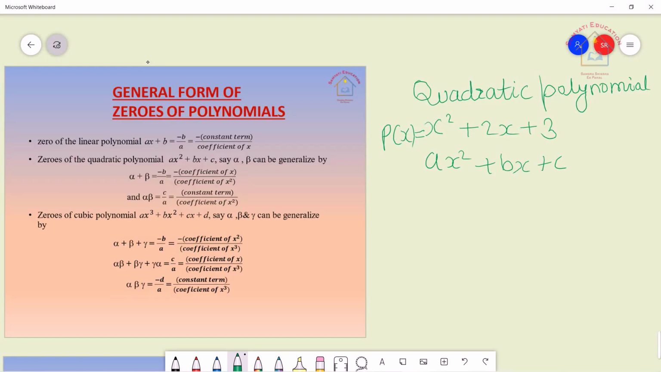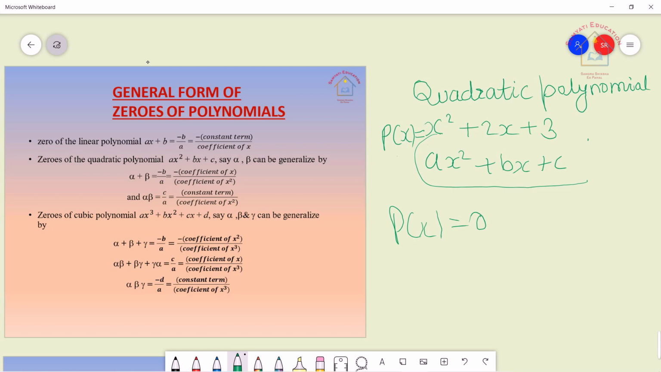Similarly, if we talk about a quadratic polynomial, let's say we take x square plus 2x plus 3, whose general form will be ax square plus bx plus c. Now what is the meaning of the zero of this polynomial? It means the value of x at which this polynomial becomes 0, that is p(x) is equal to 0, is called the zero of this polynomial.